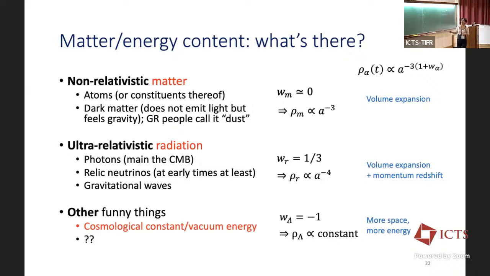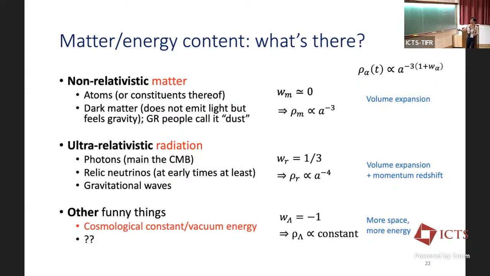This kind of stuff has an equation of state parameter of 1/3. This is just from thermodynamics. And again, if you put 1/3 into this expression for the energy density, you will find that rho r, radiation, goes like a to the -4. So what you're seeing here, essentially, is volume expansion. And you pick up another factor of a to the -1 because for radiation, the energy is equal to momentum. And the momentum redshifts. Okay, so you have a to the -4.